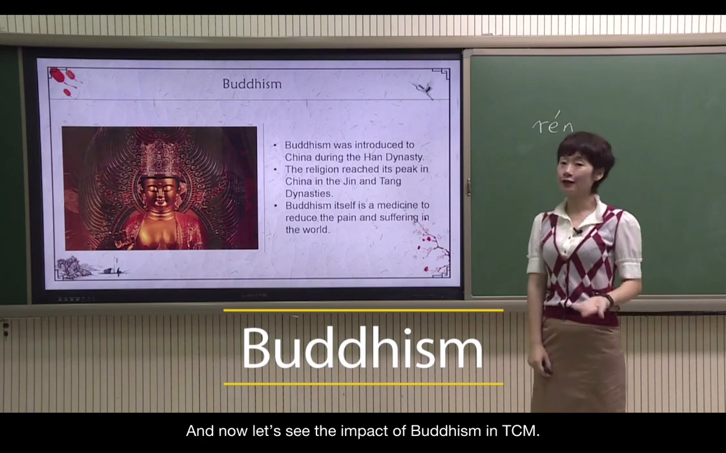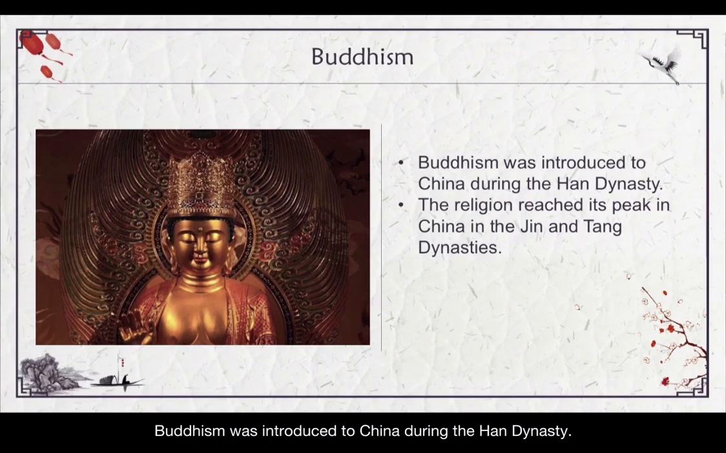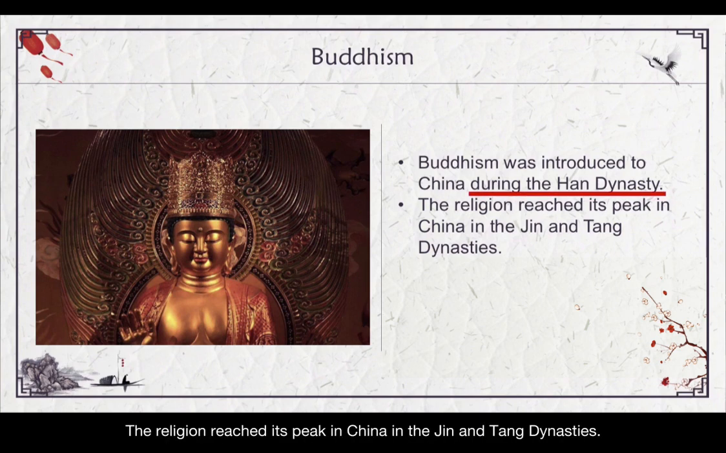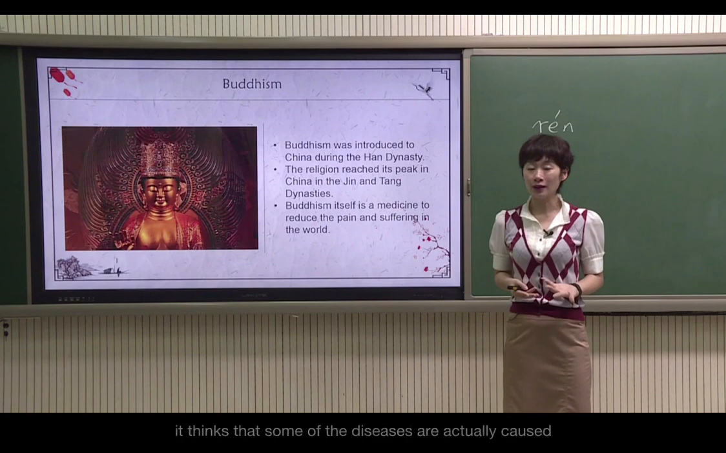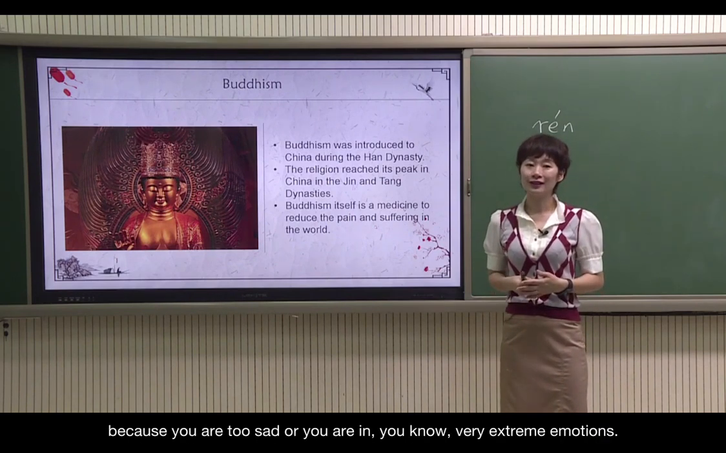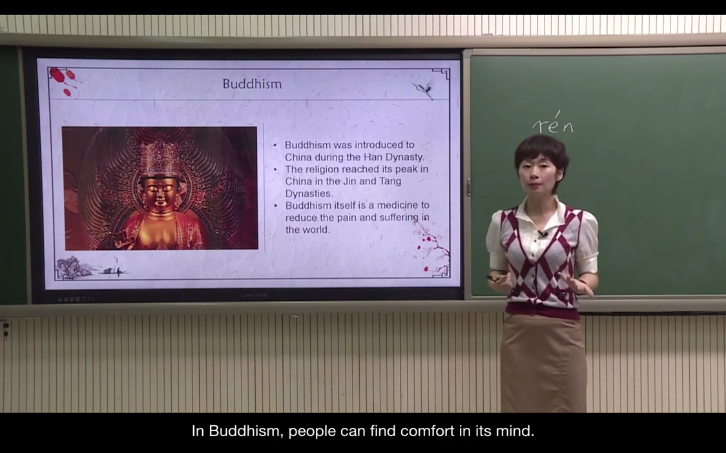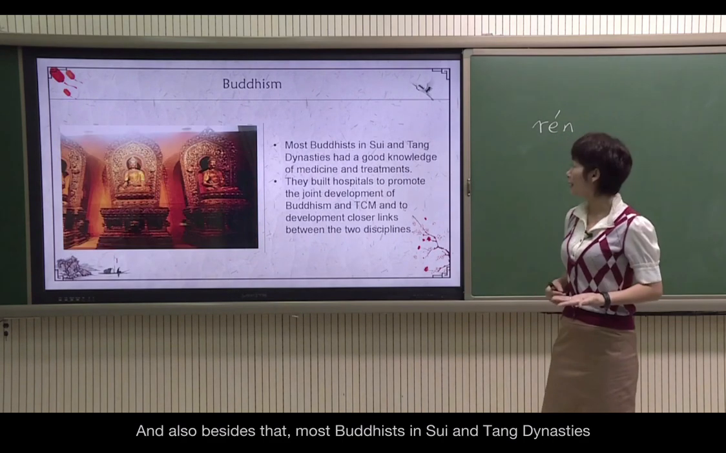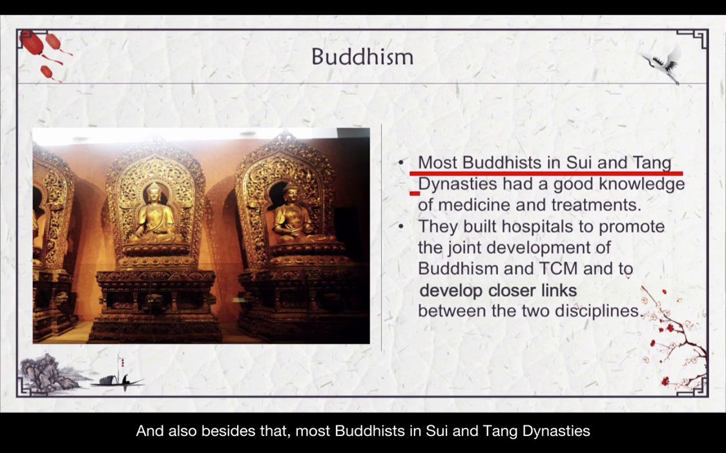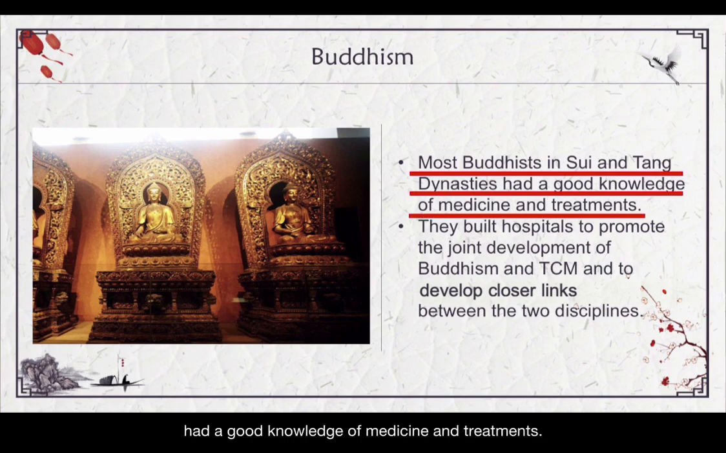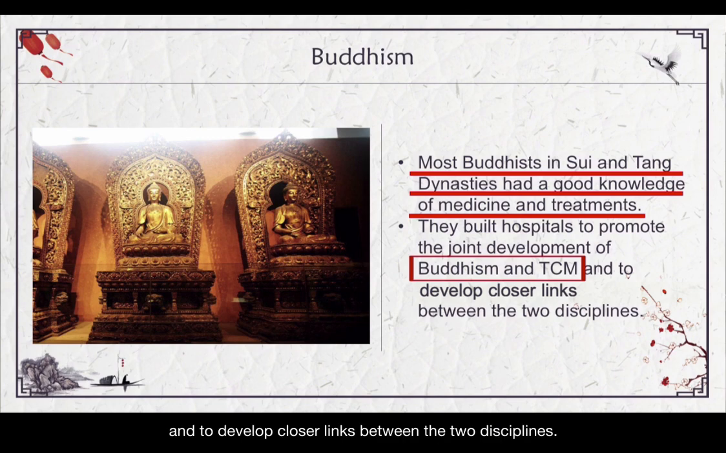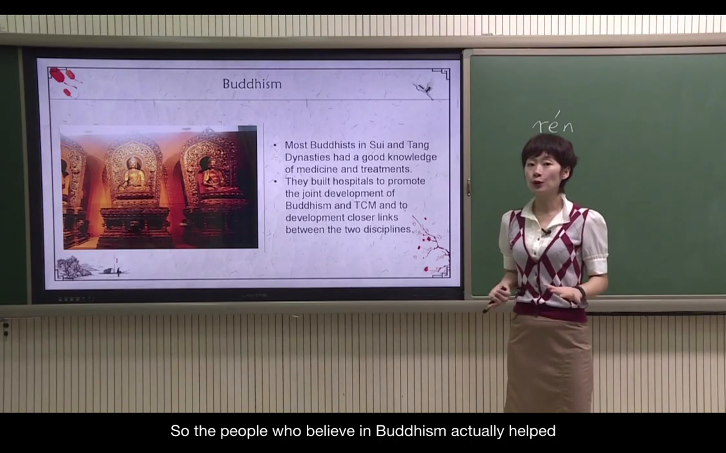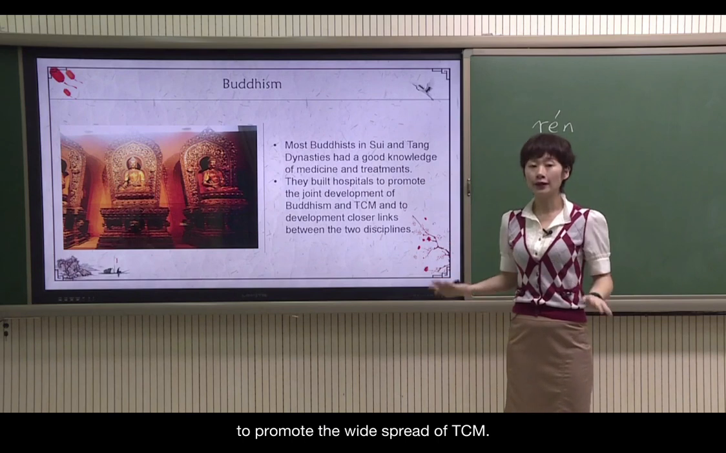And now let's see the impact of Buddhism in traditional Chinese medicine. Buddhism was introduced to China during the Han Dynasty. So the religion reached its peak in China in the Jin and the Tang dynasties. And especially in the TCM, it thinks that some of the diseases were actually caused by being too sad or having very extreme emotions. And in Buddhism, people can find comfort in their mind. And also, besides that, most of the Buddhists in Sui and the Tang dynasties had a good knowledge of medicine and treatments. They built hospitals to promote the joint development of Buddhism and the TCM, and to develop closer links between the two disciplines. So the people who believe in Buddhism actually helped to promote the spread of TCM.